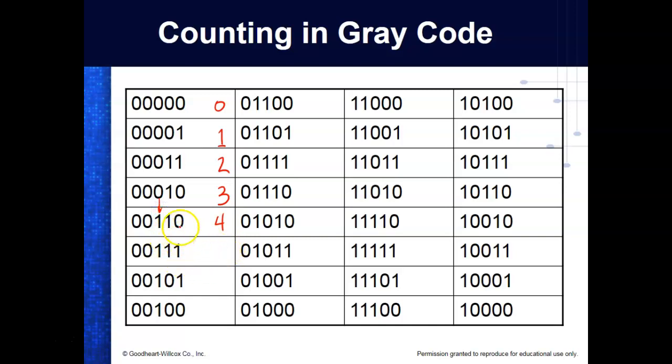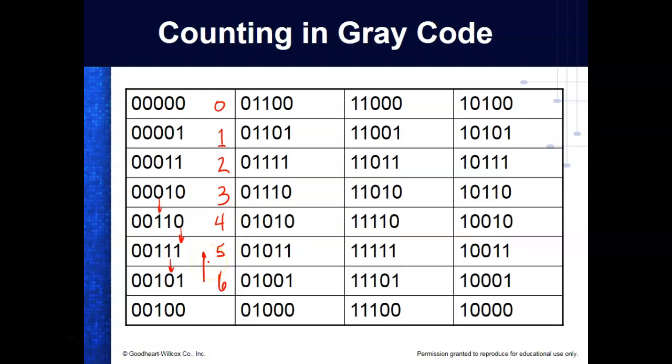This would be a code for a 3. How many bits changed? I mean, 5. How many bits changed? This would be a count of a 6. How many bits changed? 1, right? So what if I go from a 6 to a 5? How many bits change? 1.